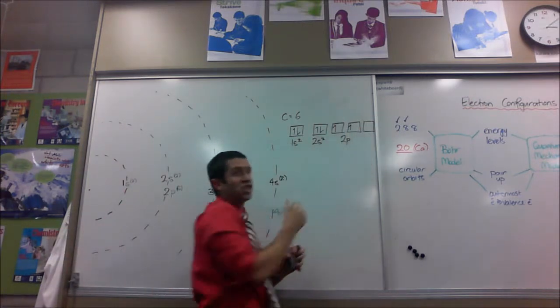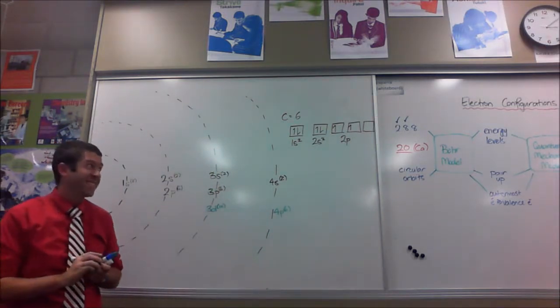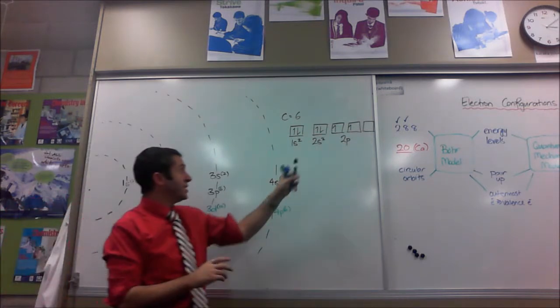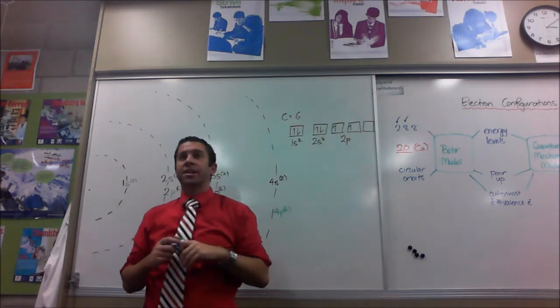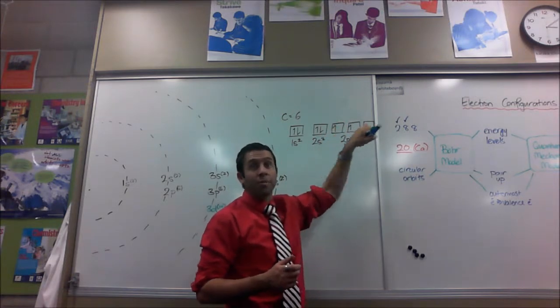I fill each suborbital before I start pairing them up. That's the difference between the Bohr model and the quantum mechanic model. Here, we paired those up, but actually these ones are left individual until we've got one there, and then we can start pairing them up.